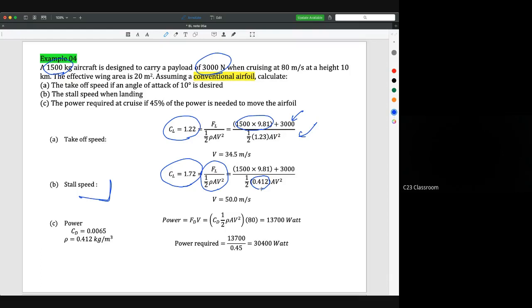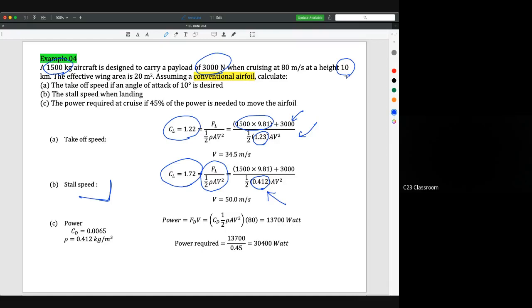For the takeoff speed, the air is at sea level, so we take 1.23 kilogram per meter cube. But for the stall speed, it is at a height of 10 kilometers. So you need to find a table for the density of air at 10 kilometers. It can be assumed to be around 0.412 kilogram per meter cube. So we substitute in this equation, and we get the value of V equal to 50 meter per second.